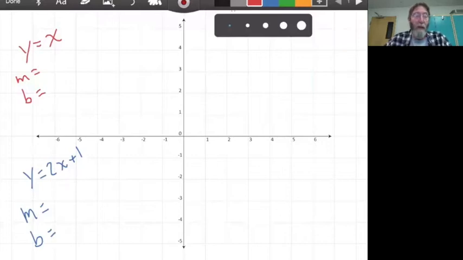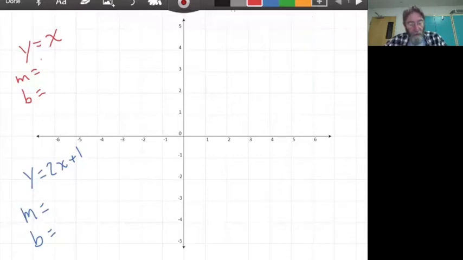Now, in our first equation, y equals x, for our slope we have to look at what number is being multiplied by x. In this particular case, it's a 1. As a fraction, we would write that as 1 over 1. So our slope for this red line is 1 over 1. Our y-intercept, well, y equals mx plus b. What is being added to the x? Well, I don't see anything there. What number can we add to x and not change our value for x? That would be 0. So our y-intercept is going to be 0.